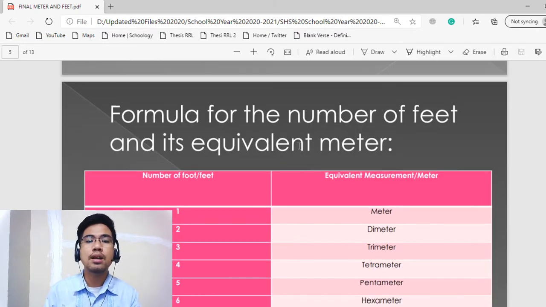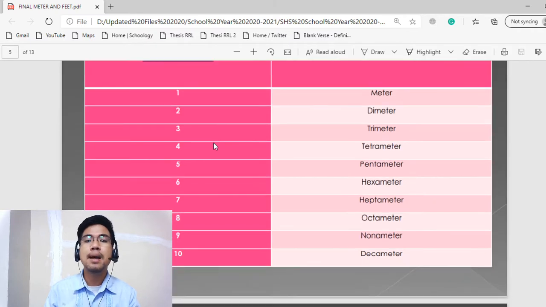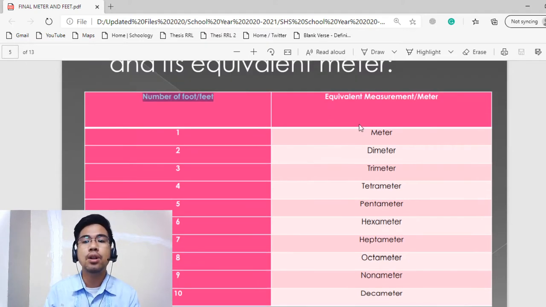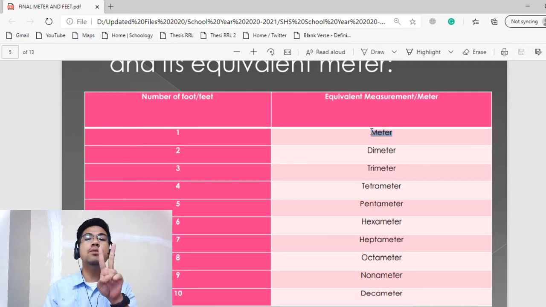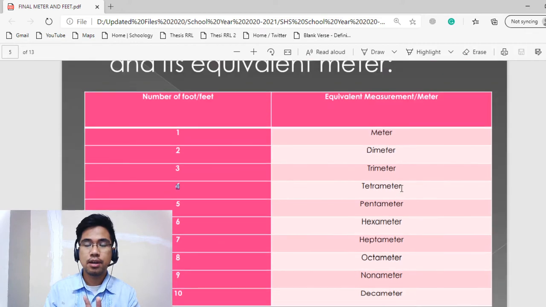Now, there is actually a formula for number of feet and its equivalent meter. In this column, we can see the number of foot or feet, meaning number of pair sound. Again, number of pair sound. If there's only 1 sound or 1 syllable, that is what we call monometer. Correction, this is not just meter, but monometer. If there are two pairs of sound, dimeter. 3 pairs of sound, trimeter. 4 pairs of sound, tetrameter. 5, pentameter. 6, hexameter. 7, heptameter. 8, octameter. 9, nonameter. And 10, decameter. I hope that is clear, no?